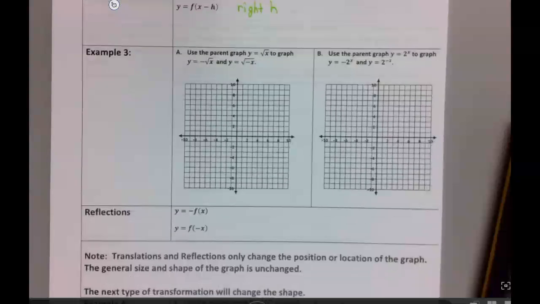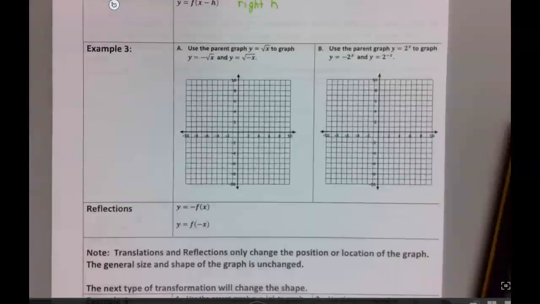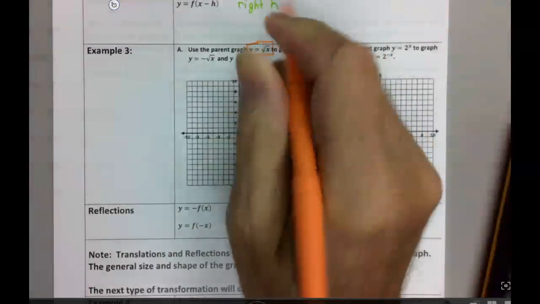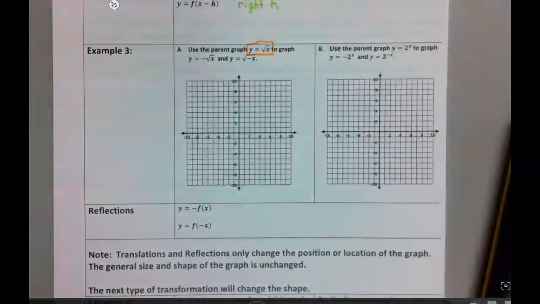Let's review the square root function. Let's do a little T-chart here. Now we're going to start talking about reflecting. Reflecting over the y-axis, reflecting over the x-axis. Okay?